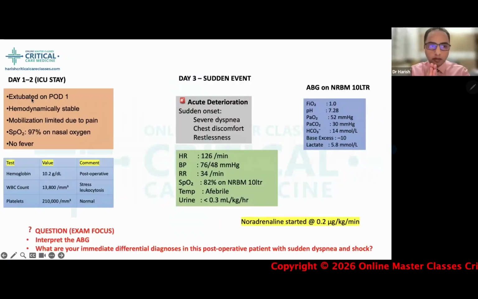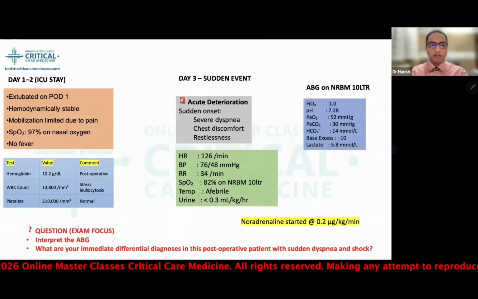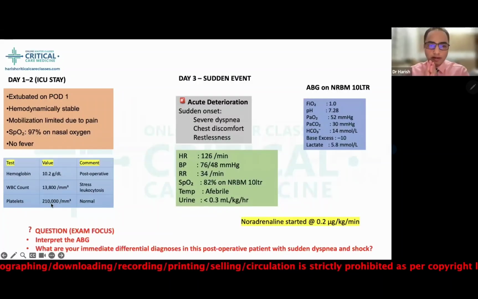Day 1 to 2 in the post-operative ICU: he was extubated on post-op day 1, hemodynamically stable, with mobilization limited due to pain. He was saturating around 97% on nasal oxygen, with no fever. Labs: hemoglobin 10.2 in the post-operative period, marginal leukocytosis of 13,800, and adequate platelets, around 2,10,000.